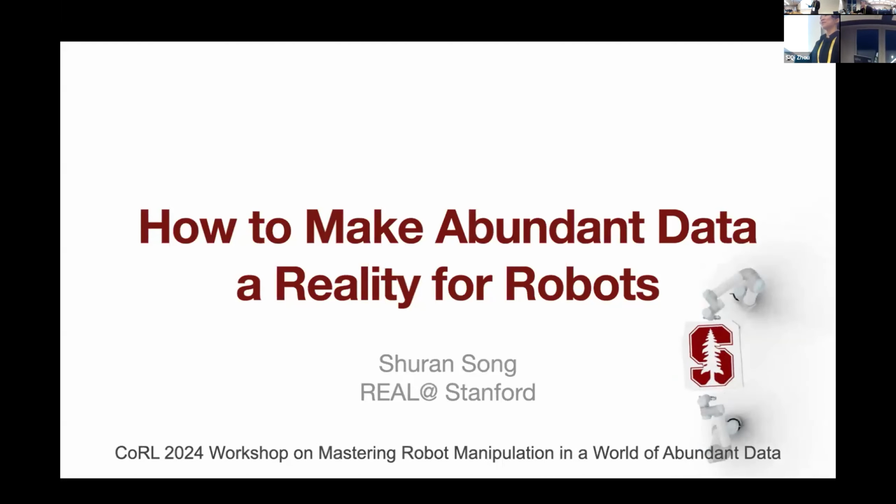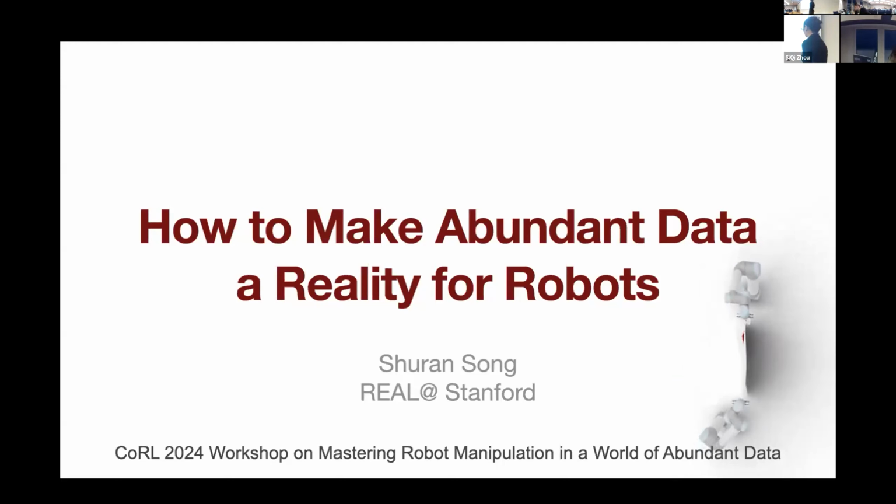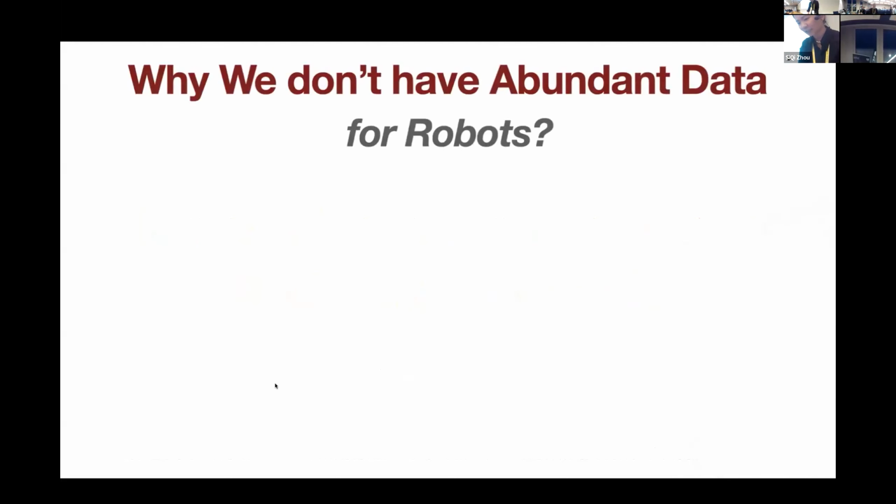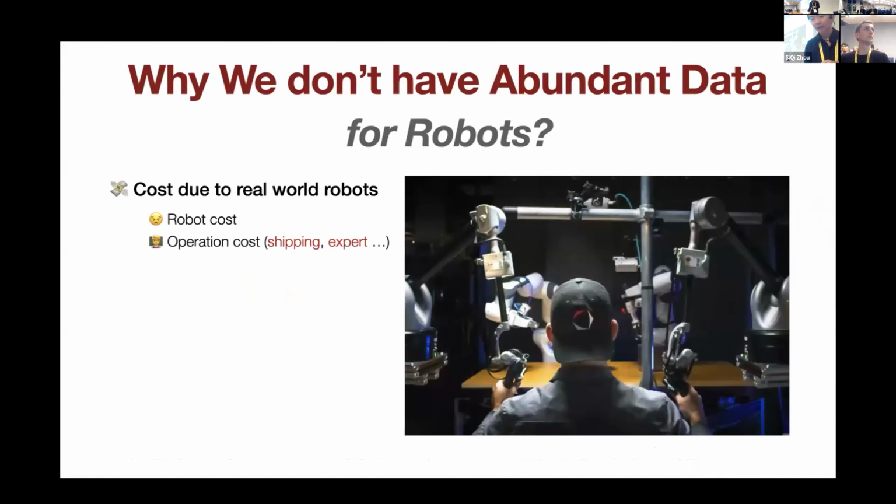But my talk will first focus on this first-order problem of how to get to the world of abundant data, which a lot of people agree we are not there yet. So first, let's quickly discuss why we don't have abundant data for robots. There are many obvious reasons, but also some more subtle and less obvious ones. The obvious reason is that if we want to collect robot data, it does require you to have some robots.